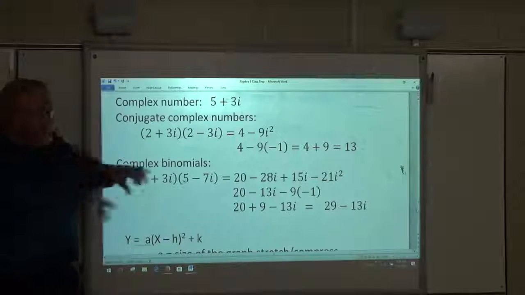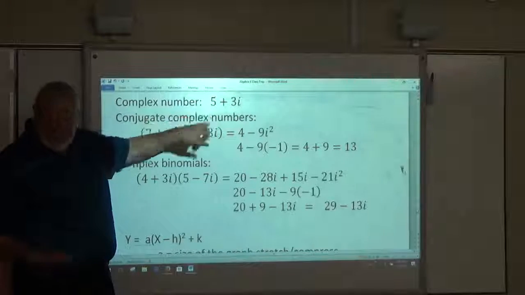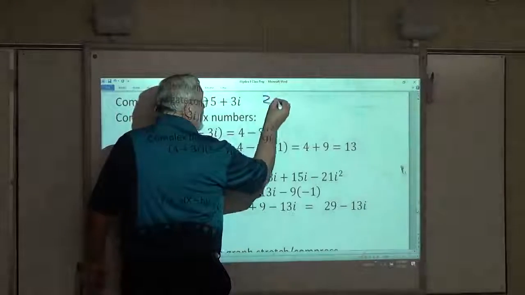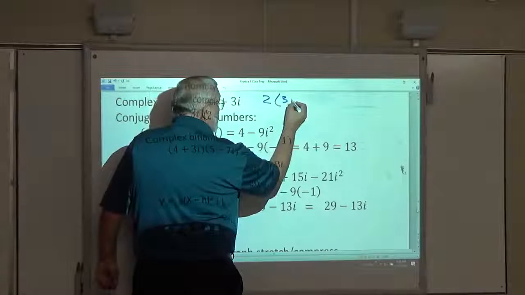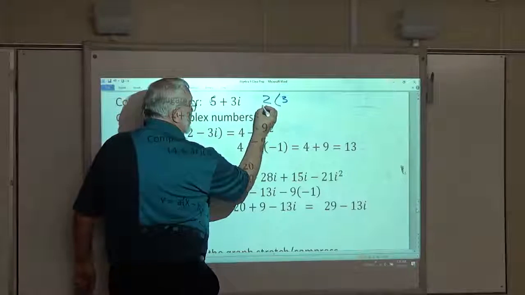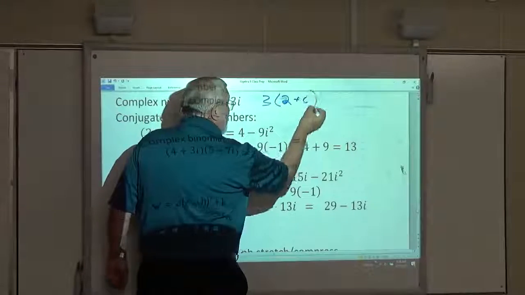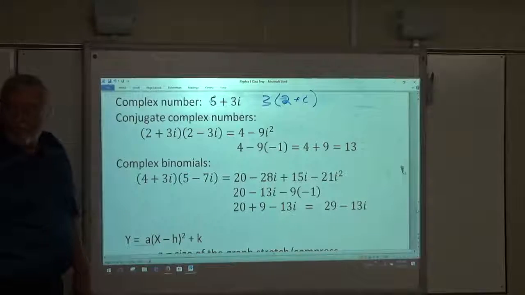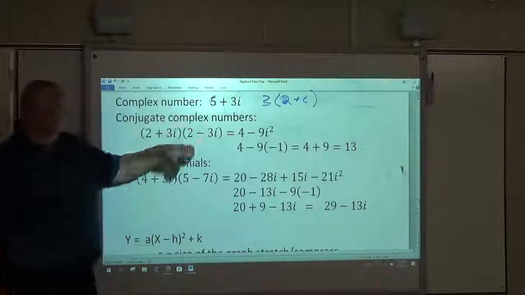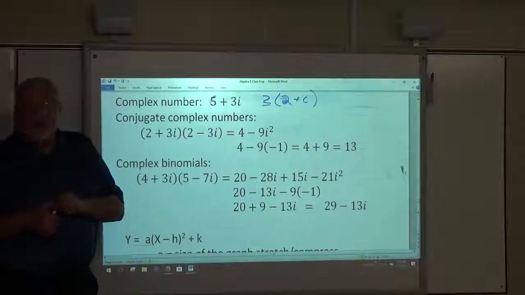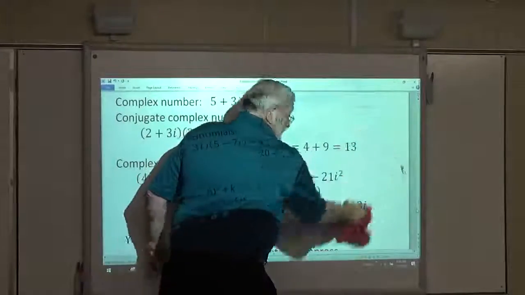Yes. Now, if this would have been a 6, then I could have said 3 times 2 plus i. I could have done that if that were 6, right? So you can still pull a common factor, but you cannot combine the i with the real number. Okay, good question.